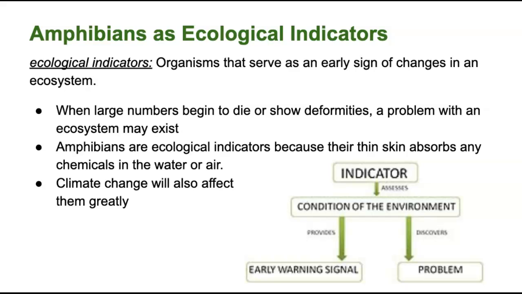And then lastly, this is our final objective for this section as well. Amphibians are considered to be ecological indicators. That means that they serve as an early sign of change in an ecosystem. When a large number of amphibians begin to die or show deformities, it shows that there's a problem in an ecosystem. This is because amphibians have super sensitive skin, and their skin is able to absorb chemicals that are floating around in the water or existing in the air. Climate change is also going to affect them greatly because they're ectotherms and they're not going to be able to survive changes in temperature in addition to those changes in environment.